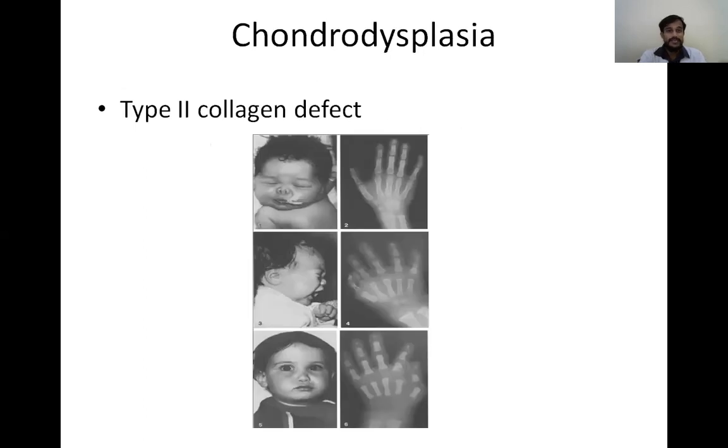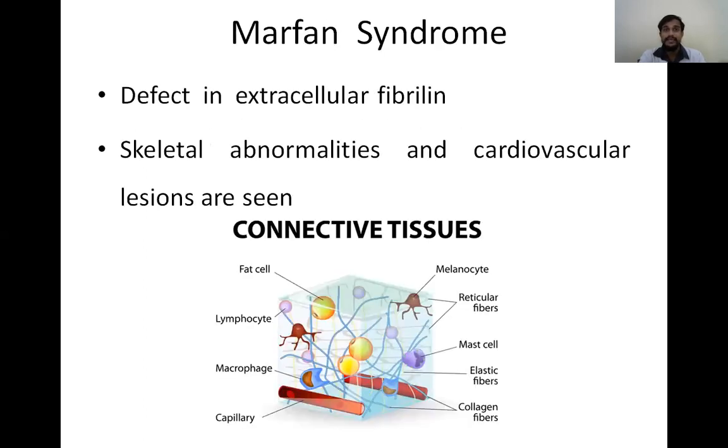And chondrodysplasia, a type 1 collagen defect, and Marfan syndrome, where there is an extracellular fibrillin defect. Here we will see skeletal abnormalities and cardiovascular lesions in Marfan syndrome. That's why the patient with Marfan syndrome will be very thin because of skeletal abnormalities, and there may be septal defects. Septal means the septum in the heart.